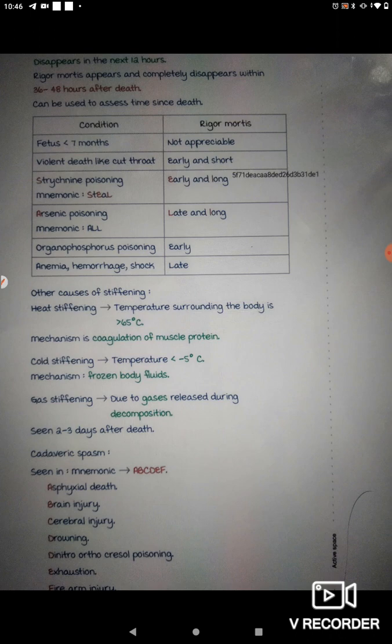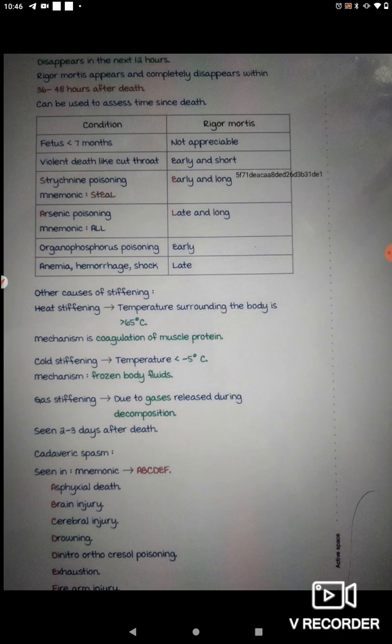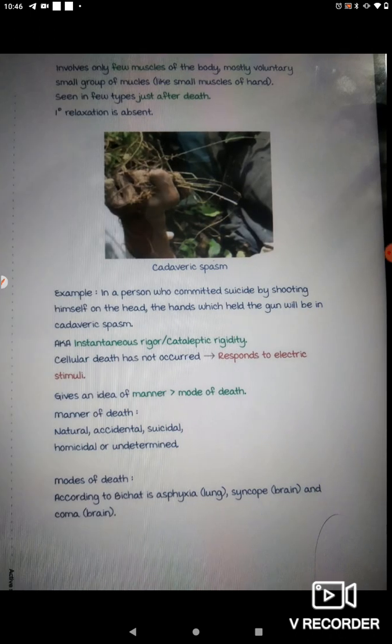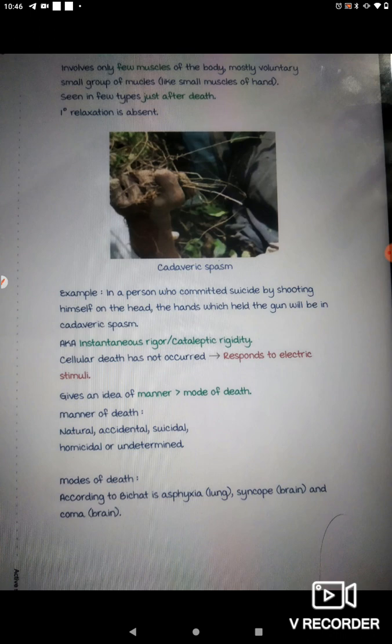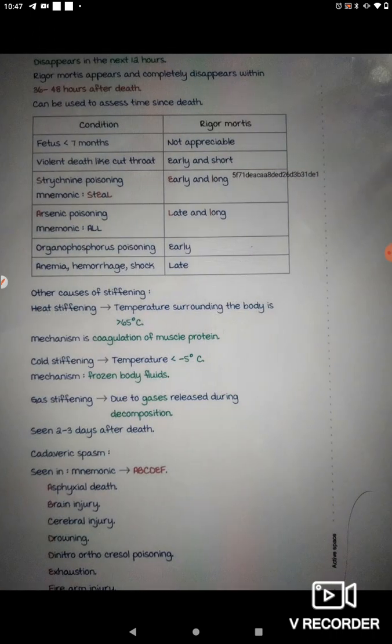So what was the difference between cadaveric spasm and cataleptic rigidity? In cadaveric spasm, the primary relaxation phase is absent and it occurs instantaneously, also called instantaneous rigor or cataleptic rigidity. It occurs in drowning, when a person commits suicide, or when a person responds to electrical stimuli. It gives an idea about the manner of death, whether suicide, homicide, or undetermined, and also about the mode of death according to Picard's criteria: asphyxia, syncope, or coma.